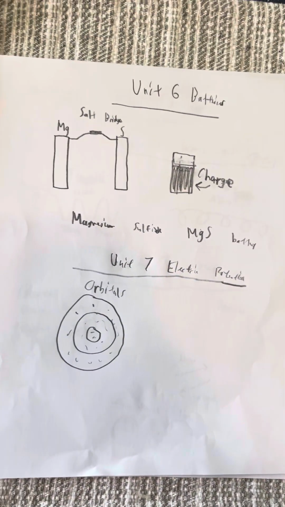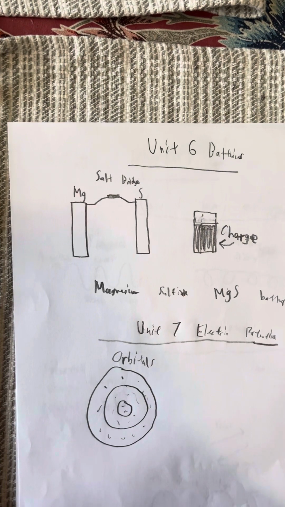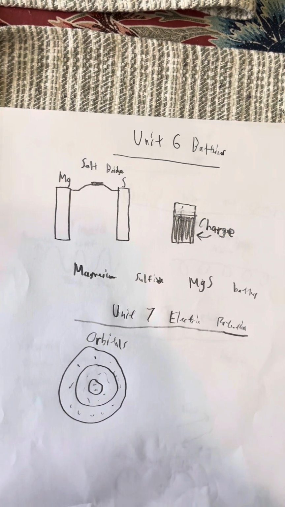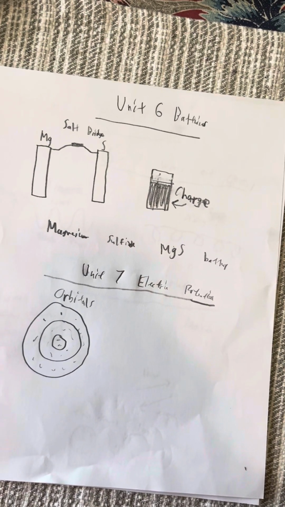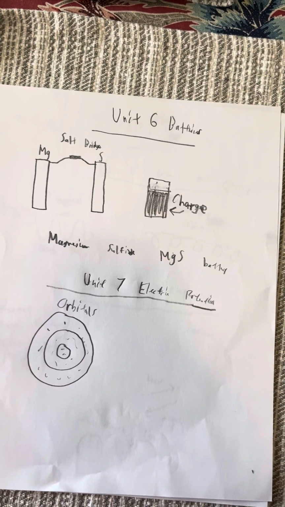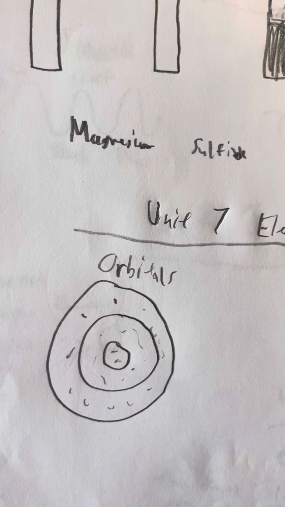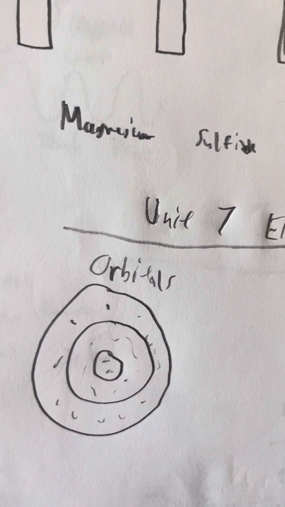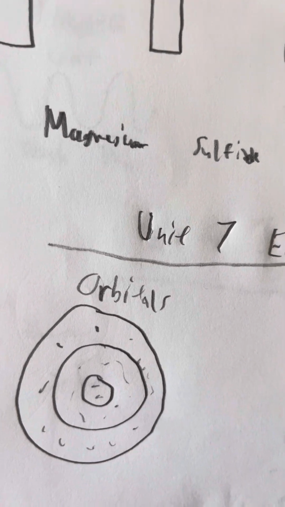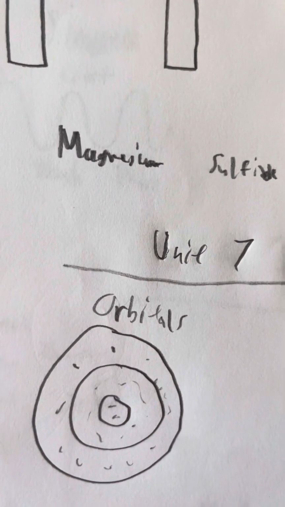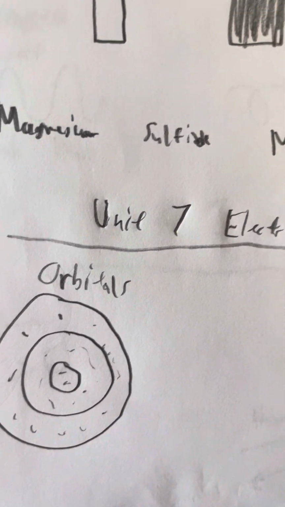Unit 10, salt bridges. Magnesium sulfide salt bridge. You have transferring electrons from one to another through its ions. You have the battery charge. Unit 11, electric potential. You have the orbitals like this because electrons in a different orbital of an atom contain different excitement states.